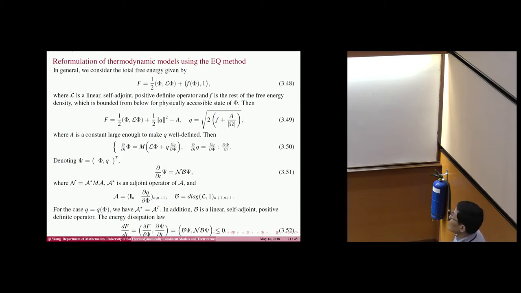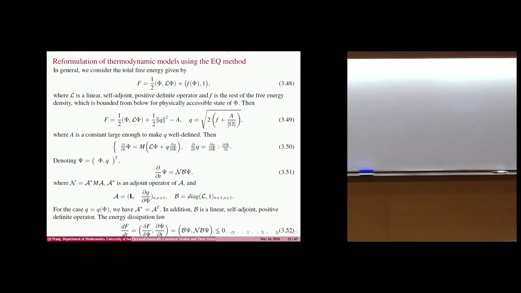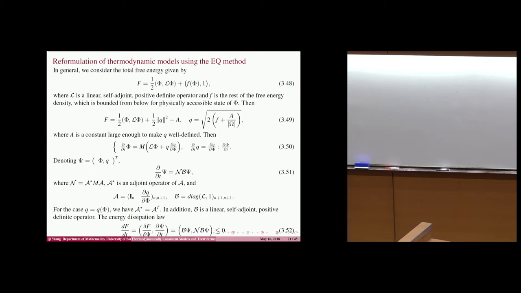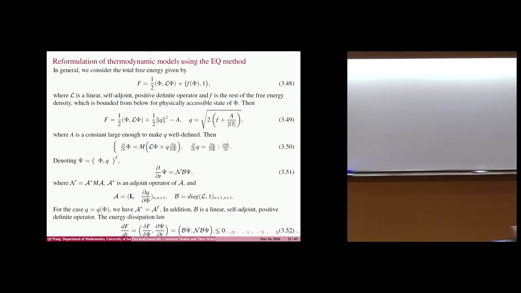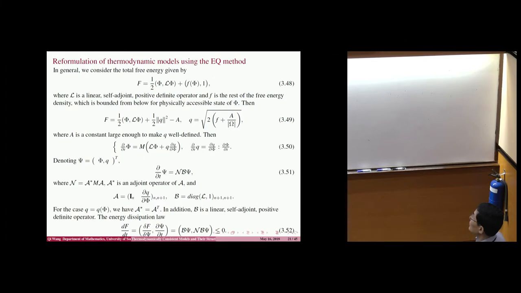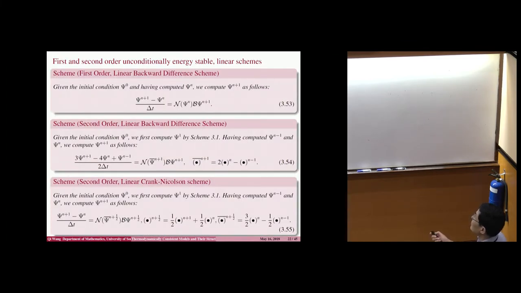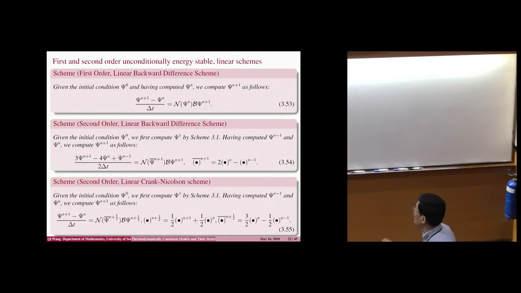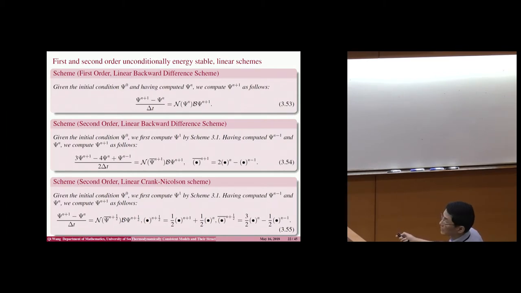We can then reformulate the original gradient flow equation into a slightly augmented system. We have a different coefficient, but we can guarantee this B is linear, self-adjoint and positive definite. Those are just some simple notations. You put them together, and now we have the energy dissipation for the extended, or augmented, system. Then you bring in the EQ idea, and we can have all kinds of schemes: first order linear, second order backward difference linear, and second order Crank-Nicolson linear. It's all standard discretization. The only thing you need to do is extrapolation to get a linear scheme. It's very straightforward.